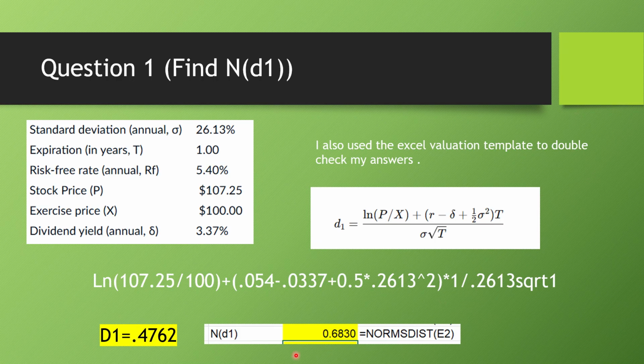So I referred back to the Excel evaluation template to double check my answers, and this is what I calculated using that. So this is what I calculated by hand, and then obviously I plugged my variables into this template, which spat out this. Now, originally I was going to use the classroom sheet that was uploaded by the professor, but when I went to search up the N(D1), I was not able to find an answer that matched this. So I felt like the Excel's answer was more accurate, and that's the one I'm going with. If I'm wrong, please let me know. But I got 0.6830.